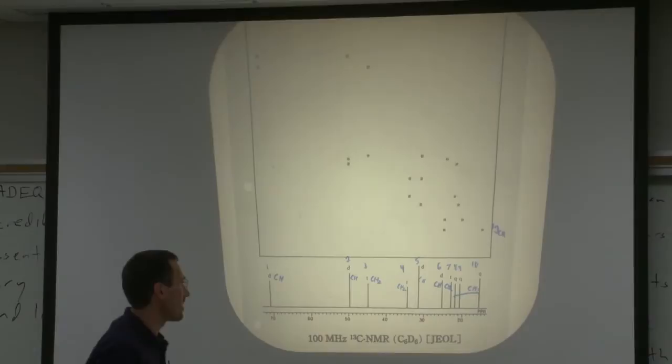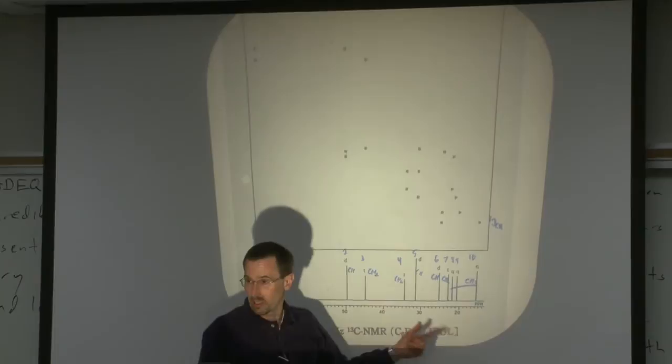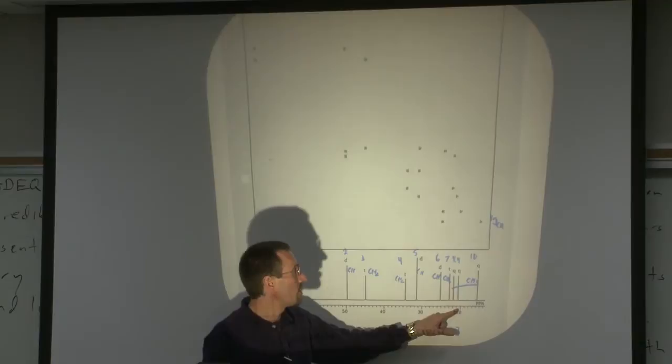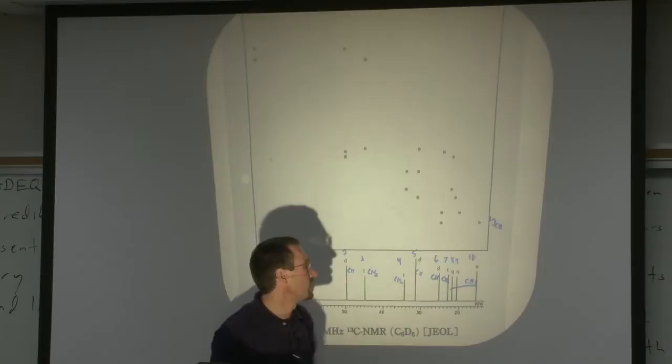So you can kind of see, this was done at 100 megahertz. This is done on a 400 megahertz spectrometer. So each of these tick marks is 100 hertz. And you can see the spacing is maybe like 30 hertz. So that's your J1CC coupling.